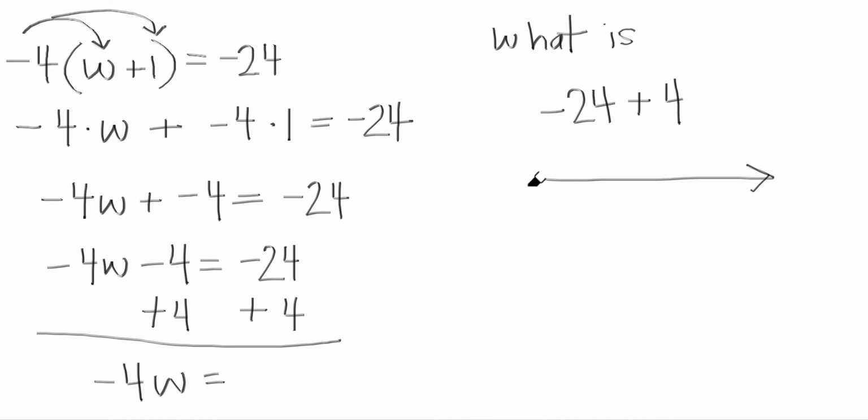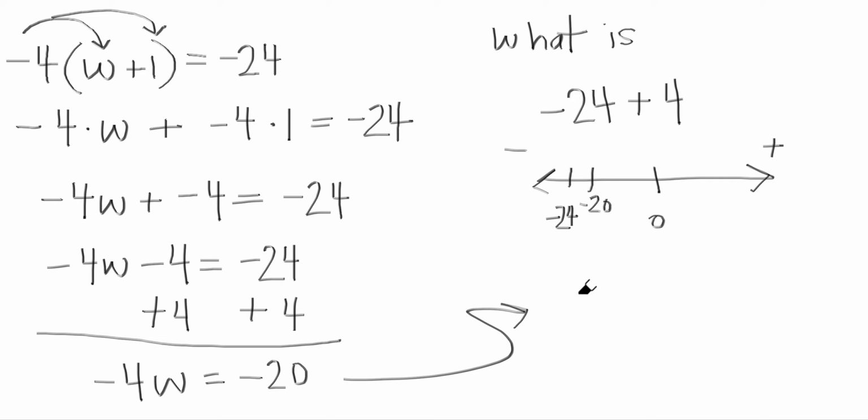So you want to think, okay, we're adding. So we want to go in the positive direction whenever we add. And our starting number is -24. So imagine you start at -24 and you go 4 steps in the positive direction. What number do you end up at? You should end up at -20. So this right here, -20. And now we're looking at a one-step equation.